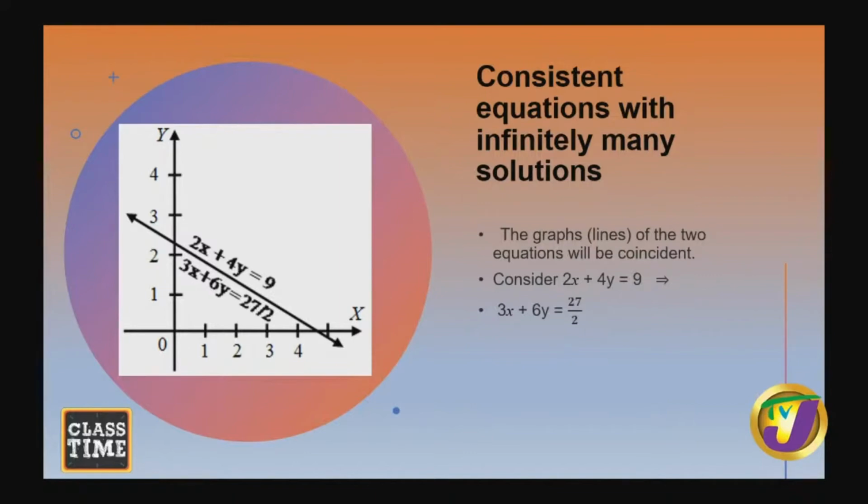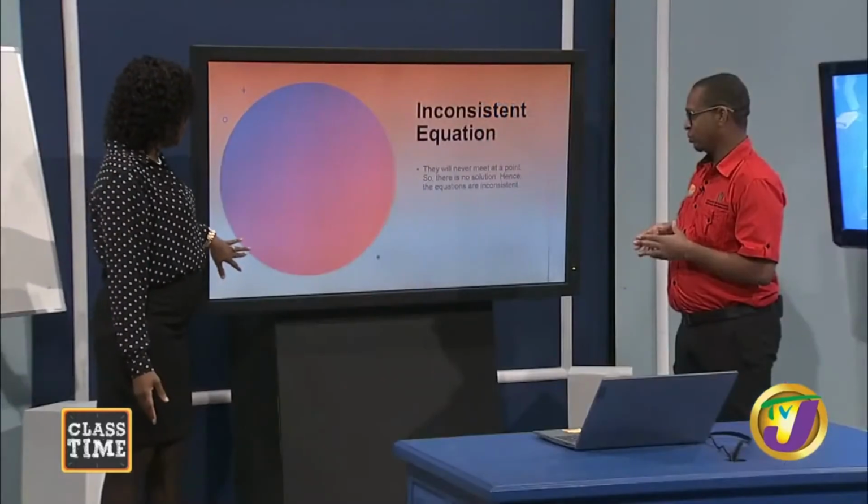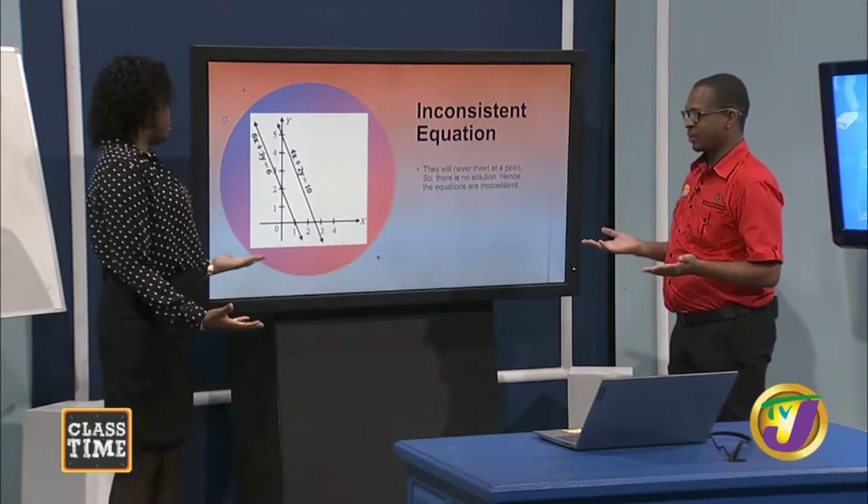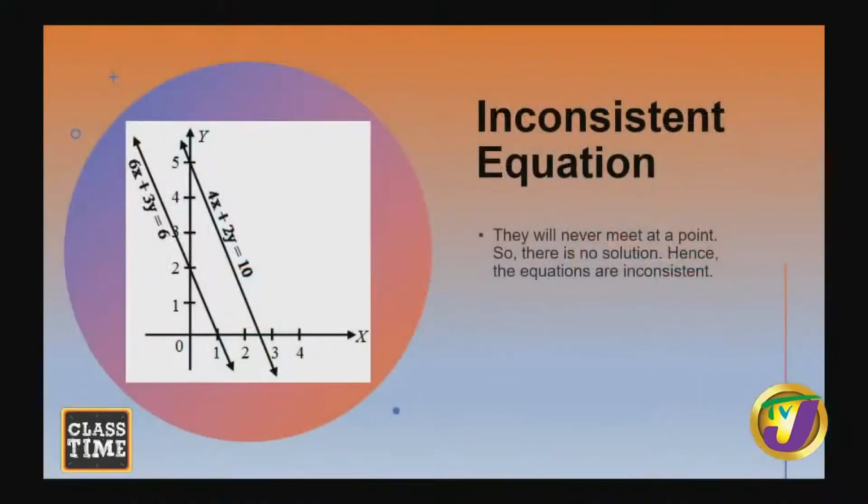And the third one we mentioned was the inconsistent equation, where there is what? There is no point of intersection. Two lines come to mind that never intersect, never meet: parallel lines. Yes. If they are parallel lines, it means there is no solution.